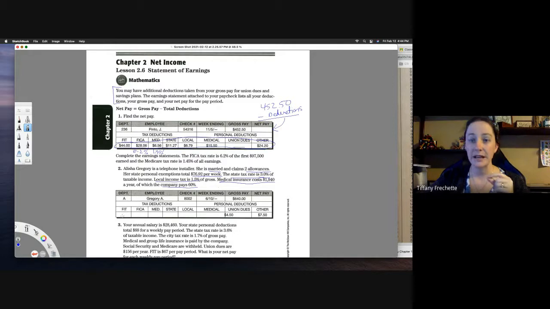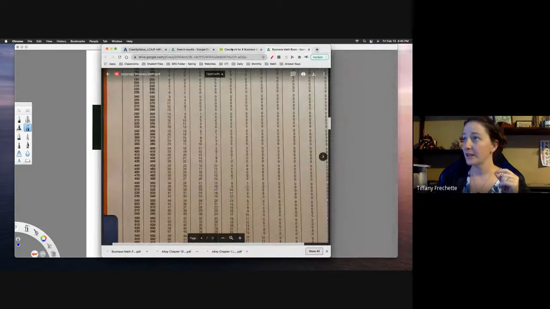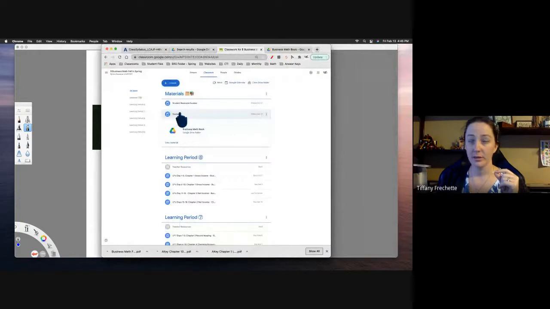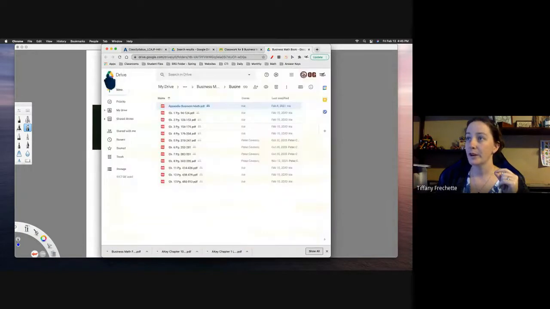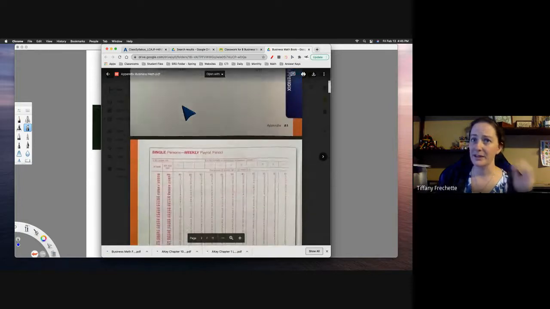This is on the appendix pages. If you go to your Google Classroom, you can always go to your textbook. If you click on this little icon, it'll open another tab. I already had the book open. So we want to go to Appendix, and this gives you the appendix pages.